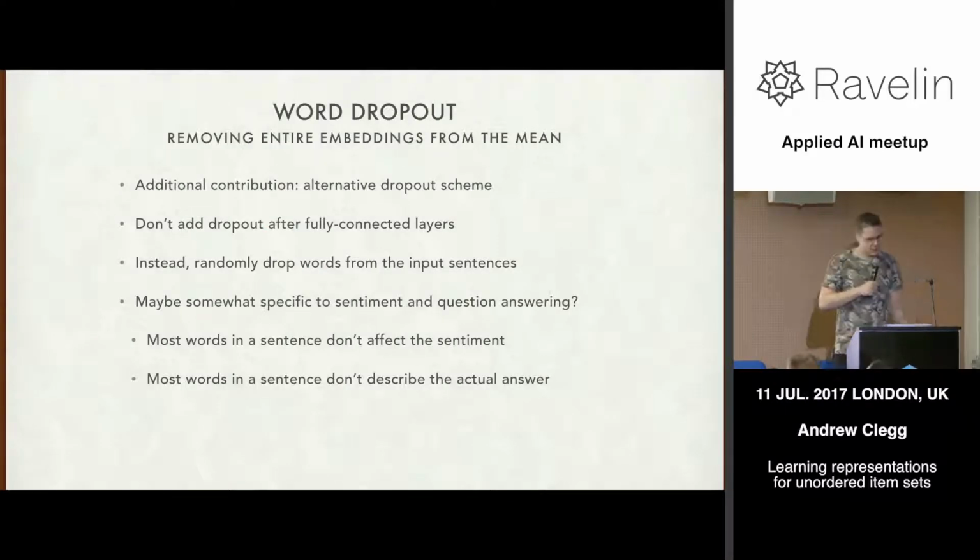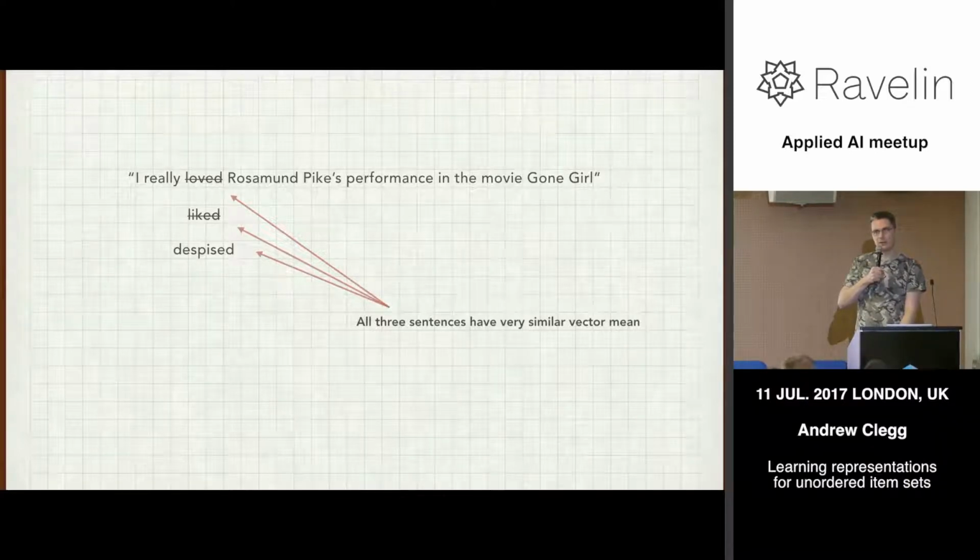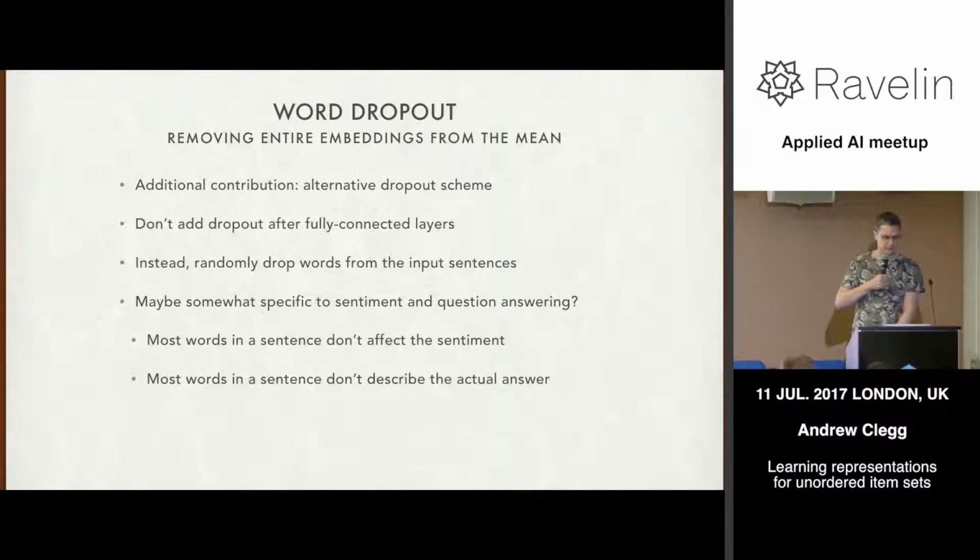case. They also contributed this idea of word dropout, which they found worked very well in this task, which is instead of performing dropout after the fully connected layers, they actually dropped out whole words from the input data, from individual sentences at random. So those things didn't contribute to the vector mean if they were dropped out. And I think that might be quite specific to sentiment and question answering tasks, where actually most of the words don't really contribute to the result you're after. I couldn't get it to work that well when I was experimenting with this on other data.